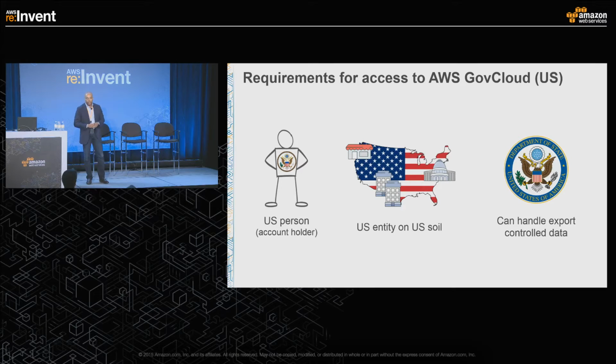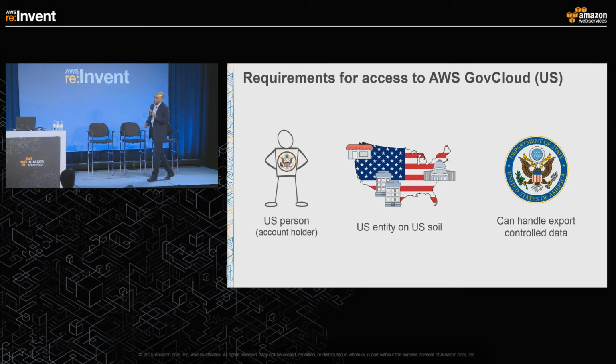And we do that by requiring all customers and account holders to meet 3 foundational requirements before we even start the onboarding process. Number 1, the account holder, so the person that's actually making the request for access to GovCloud, must be a U.S. person. And by U.S. person, that's defined as either a U.S. citizen or a green card holder. In addition to that, the U.S. person must be affiliated working with an organization that is a U.S. entity on U.S. soil.